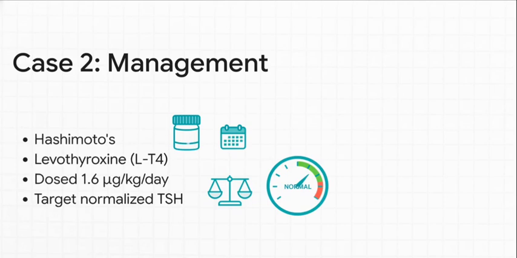Because his gland has essentially failed, his brain is practically screaming at it by pumping out massive amounts of TSH. Management here requires lifelong hormone replacement with levothyroxine, dosed precisely at 1.6 micrograms per kilogram per day. Targeting a normalized TSH is going to simultaneously resolve his fatigue and his associated high cholesterol.